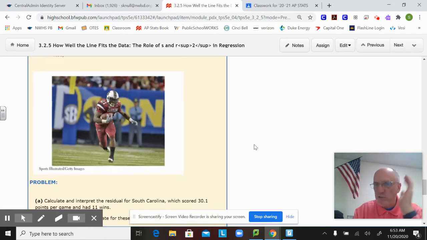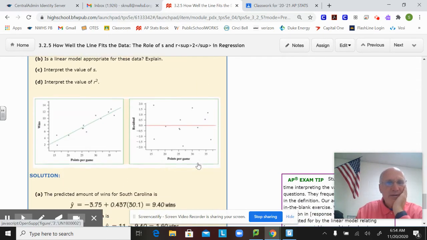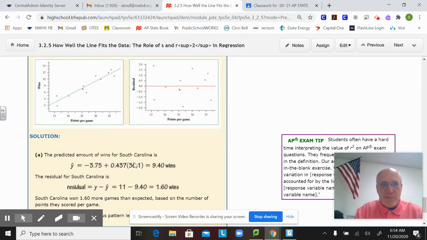So now let's do some stuff here. A says, calculate and interpret the residual for South Carolina, which scored 30.1 points per game and had 11 wins. Remember, we did that last time. The calculated residual was actual minus expected. The actual wins is 11. To find the expected wins, we would have to take their 30.1 points and plug it into the regression line. They did the math here. So here's the predicted. They plugged in 30.1, so the predicted wins was 9.4. The actual wins was 11. And so actual minus expected.